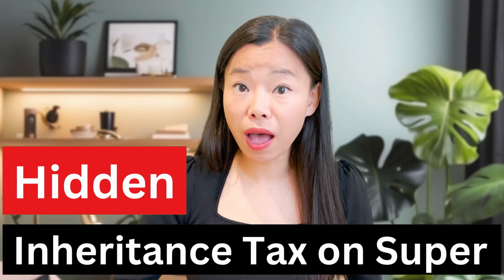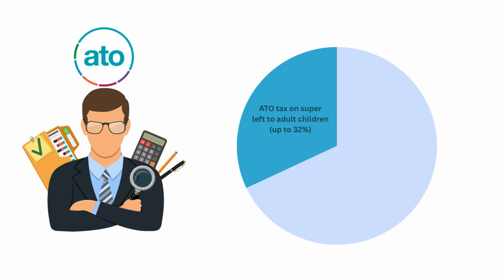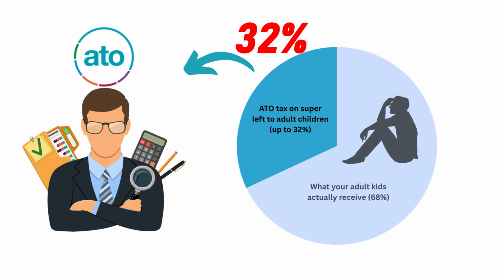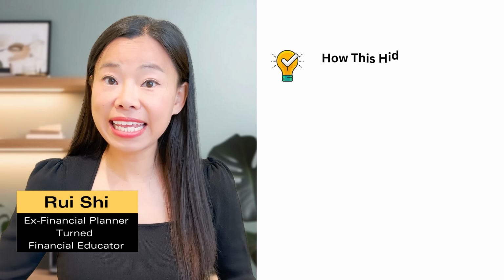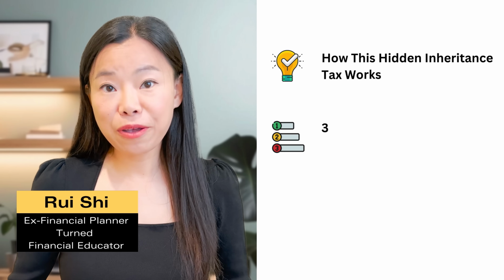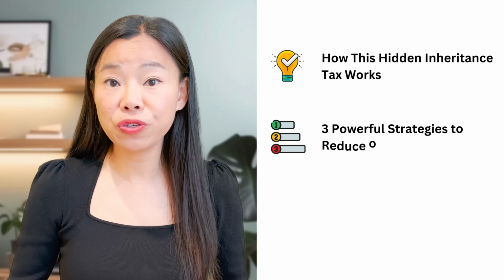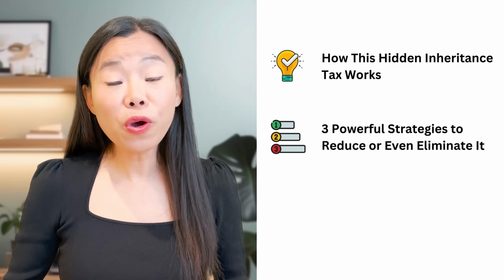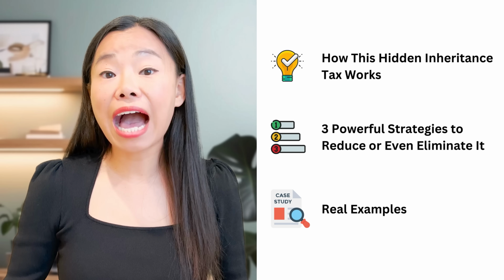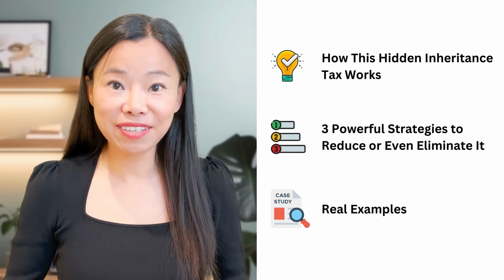Did you know Australia's hidden inheritance tax on super could see the ATO take up to 32% of your balance when it's passed to your adult children? In this video, I'll break down how this hidden inheritance tax works, share 3 powerful strategies to reduce or even eliminate it, and walk you through real examples showing how the right moves could save tens of thousands.